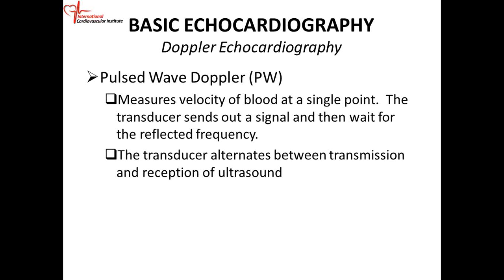We have 3 types of Doppler that we look at in echo. We have the pulse wave Doppler, continuous wave Doppler, and color flow Doppler. Color flow Doppler is a form of pulse wave Doppler. So whatever we say about pulse wave Doppler, color flow Doppler also applies.